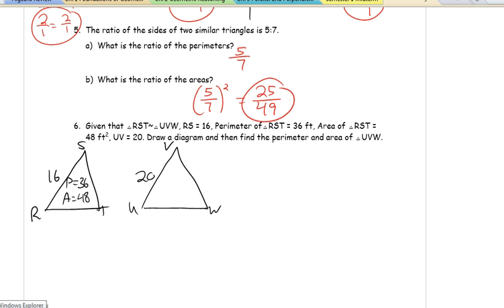So what we're going to do here is find first the scale factor from one to the other. We already have the sides that match up, so we have these sides match up. The scale factor is 16 over 20, which is equal to, if you divide that and you simplify however you want to do it, that's 4 over 5.